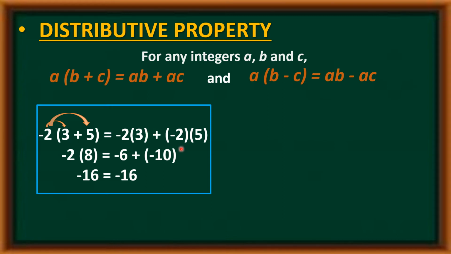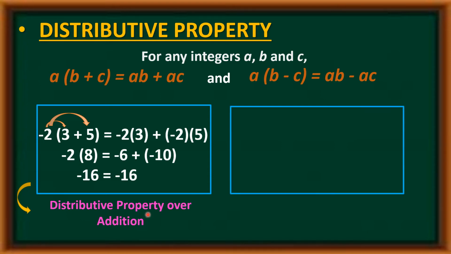If we are not going to use the distributive property, we will have 3 plus 5 is equal to 8. Then bring down negative 2, and negative 2 times 8 is negative 16. Sa distributive property naman, dito we have negative 2 times 3 is negative 6. Bring down the plus sign. Then negative 2 times 5 is negative 10. Then negative 6 plus negative 10 is equal to negative 16 also. So we have the distributive property over addition is true.